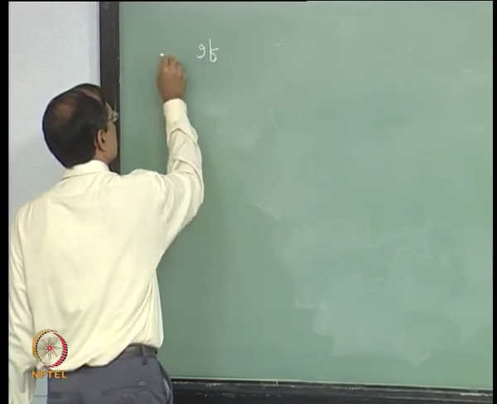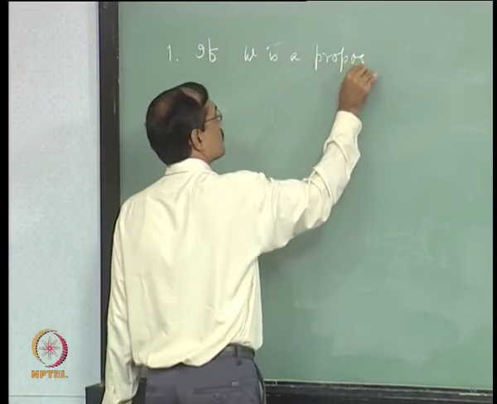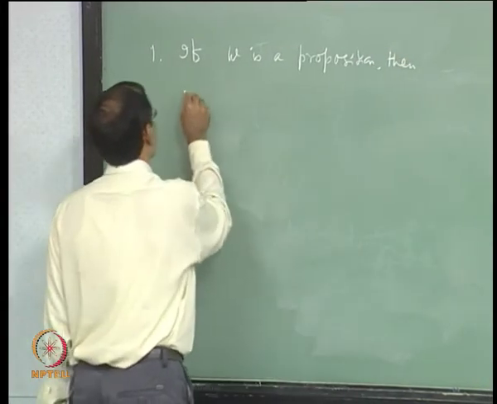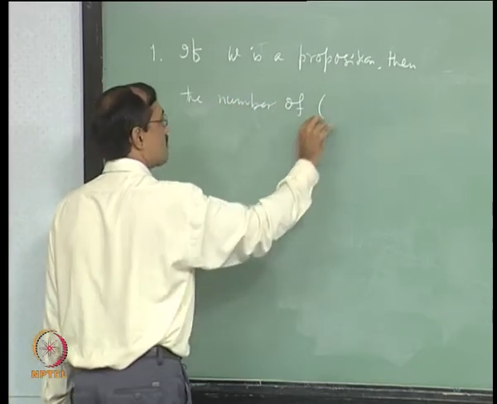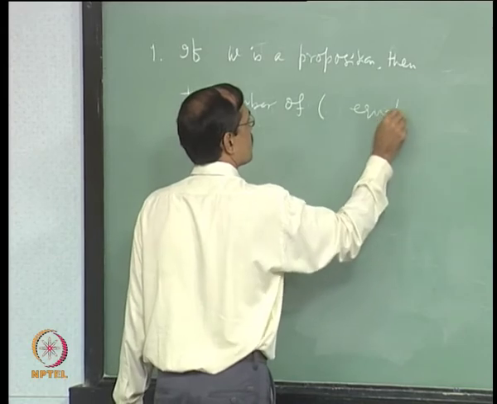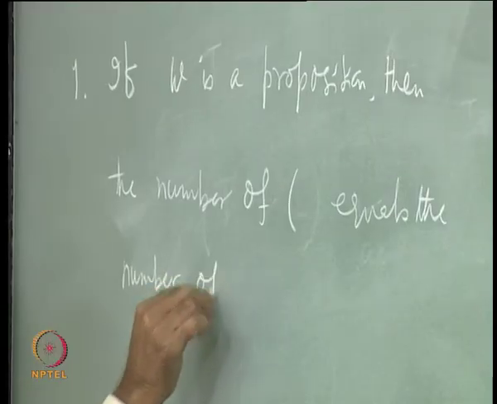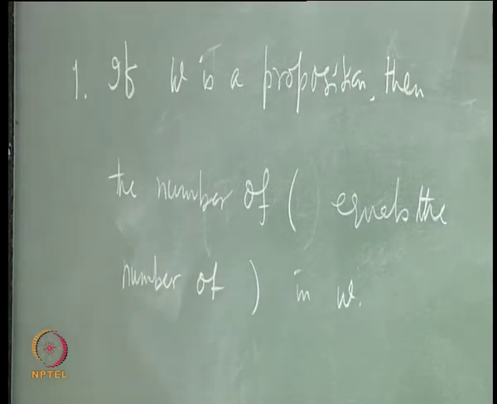If W is a proposition, then the number of left parentheses equals the number of right parentheses in W. Okay. It is an easier property. The next property is a bit difficult, but you can still find it out.